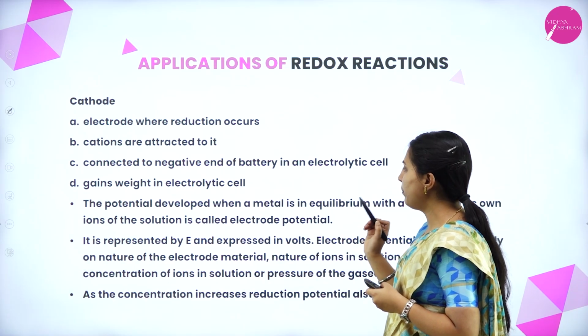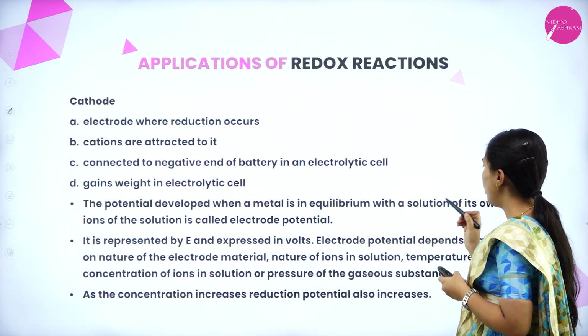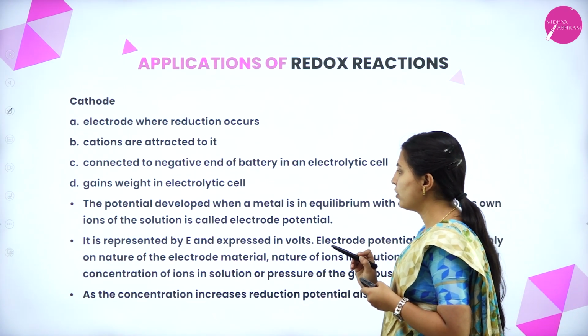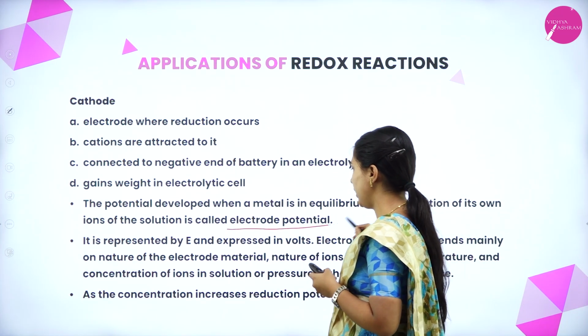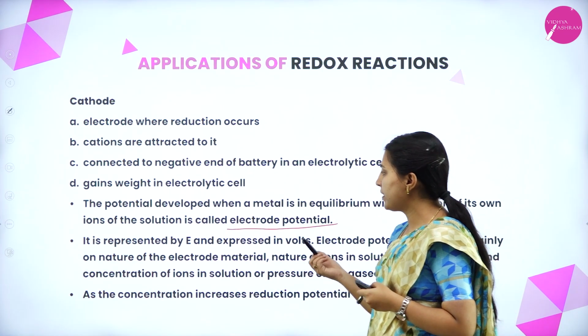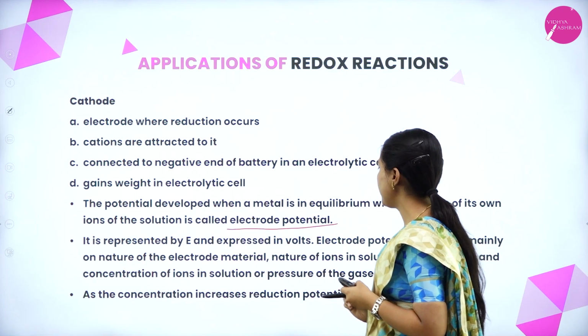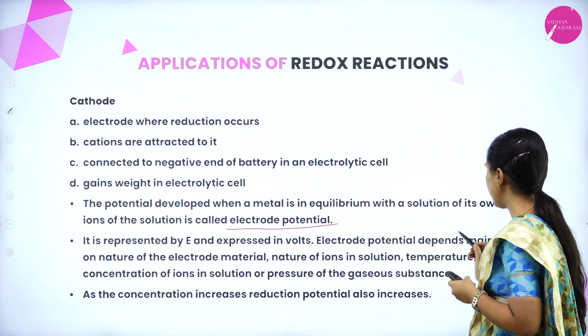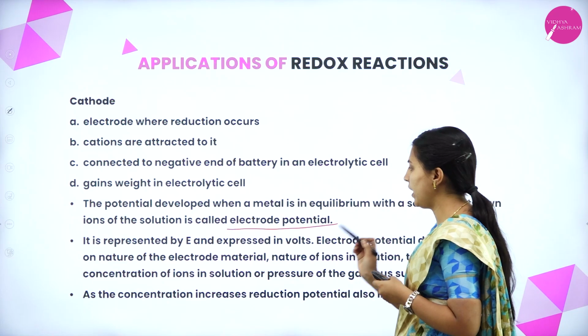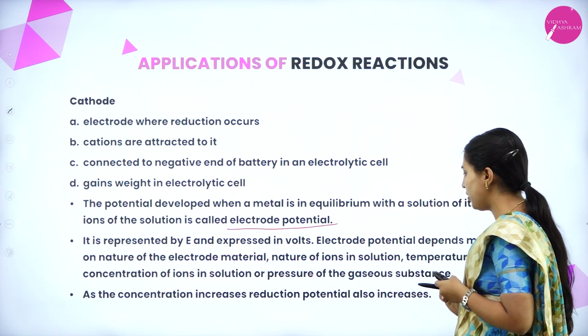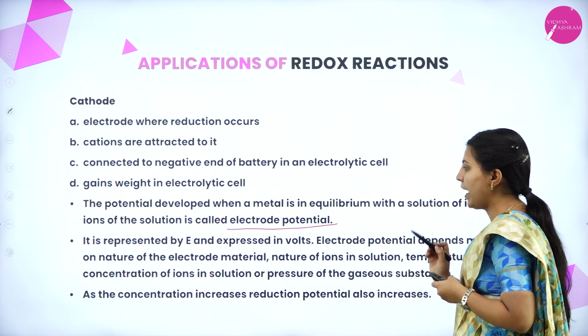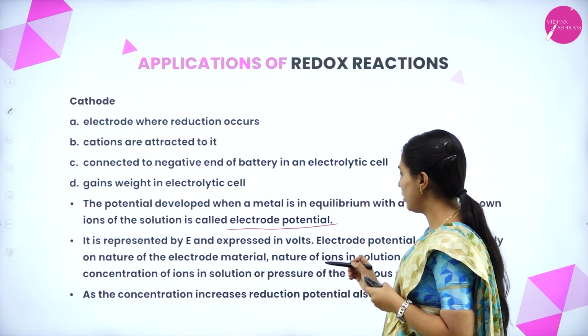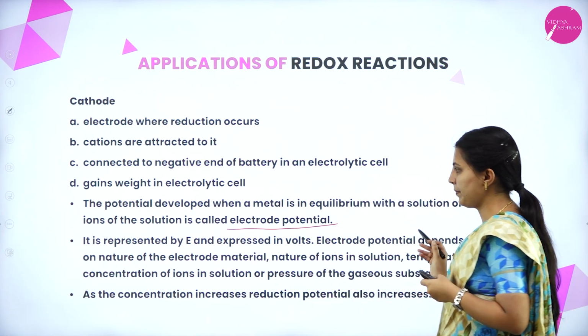The potential developed when a metal is in equilibrium with a solution of its own ions is called electrode potential. It is represented by E and expressed in volts. Electrode potential depends mainly on the nature of the electrode material, nature of ions in the solution, temperature, concentration of ions in solution, or pressure of the gaseous substances.